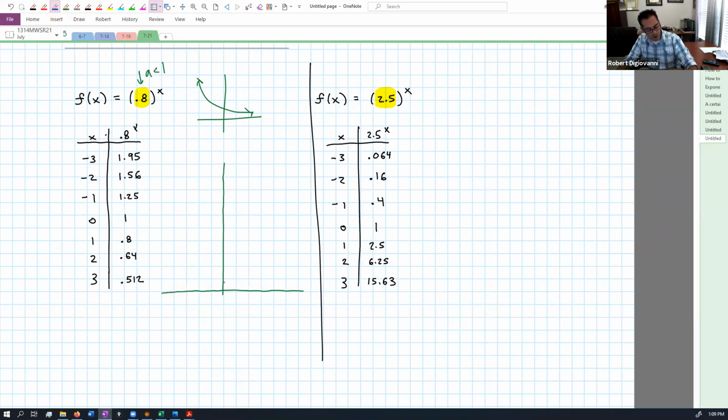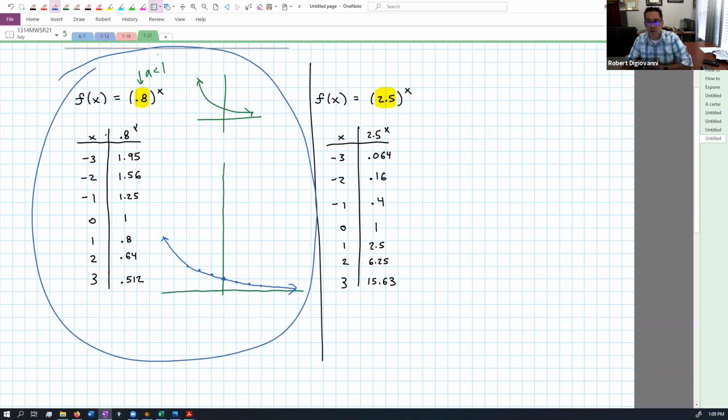So of course, when I plug in 0, I get 1. Let me do the positive ones first. When I plug in 1, I get 0.8, and then 0.6, and then 0.5. So it's getting smaller, so I can tell it's going to be decaying here. If I plug in -1, I get 1.25. If I plug in -2, I get 1.5. And I plug in -3, I get 1.95. It almost looks like a line, but it is growing this way and it is going down, decaying the other way. So that's what I would want. If I asked you to do this on a test, this is what I'm looking for.